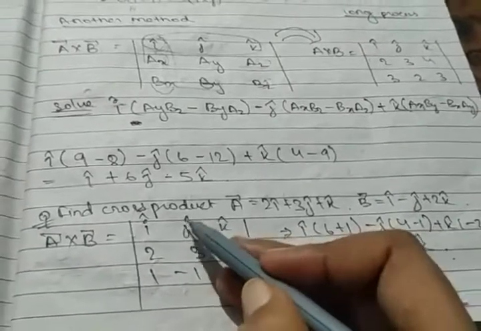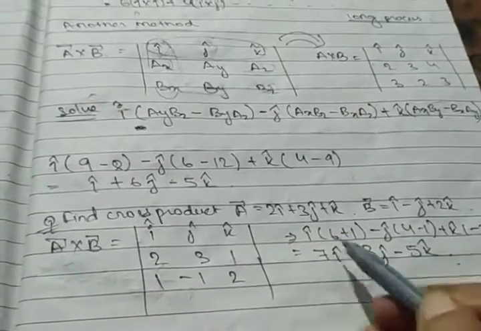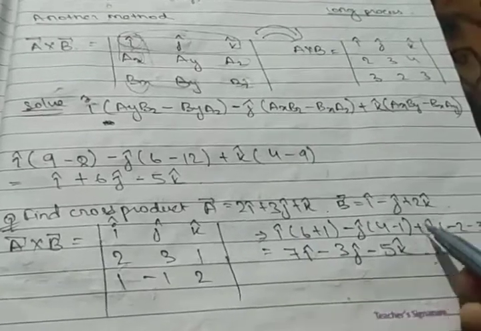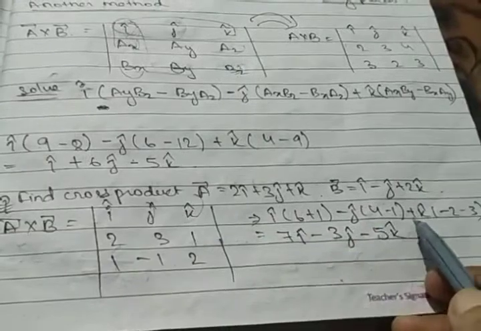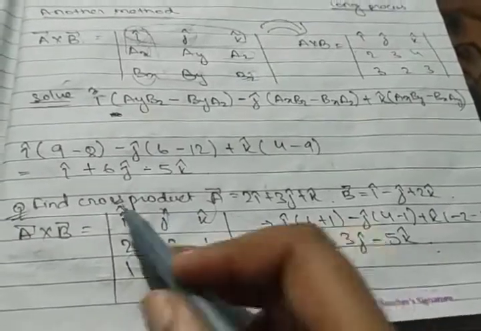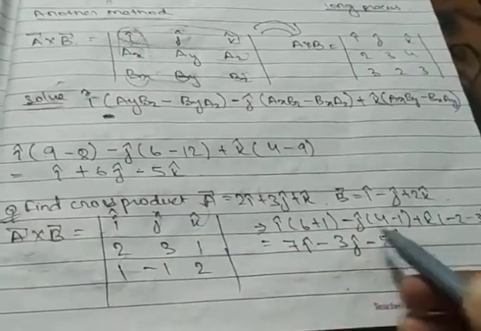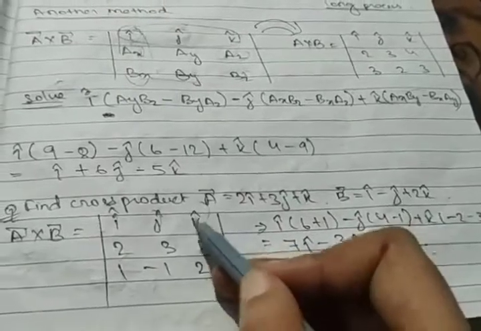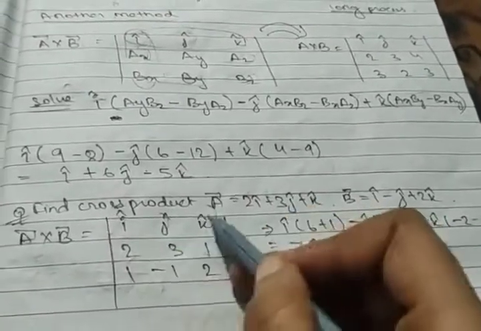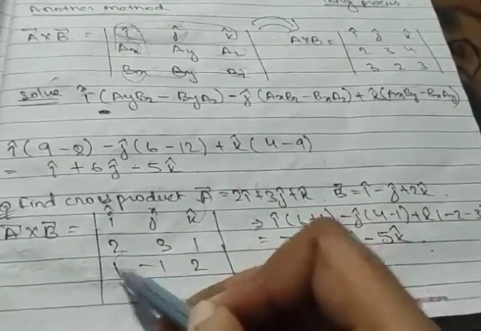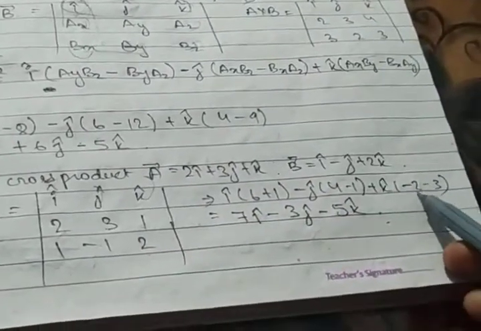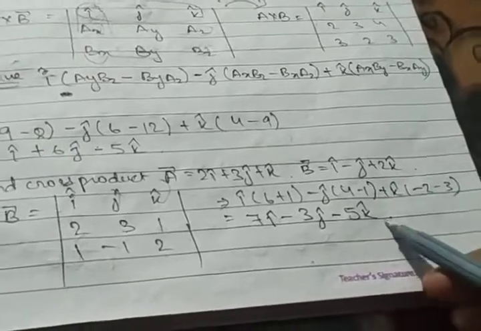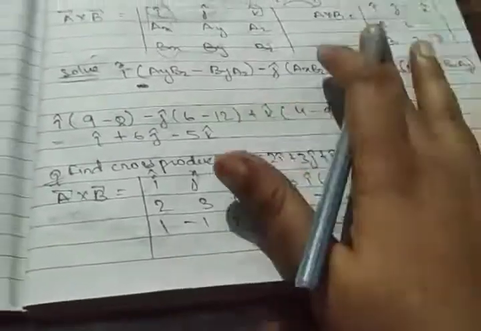Similarly, for j, we'll use a negative sign. One is positive, one is negative, then again positive. So minus j. Again close these two. 4 minus 1. Again for k, plus k. Again close this. Minus 2 minus of plus 3, so minus 3. So minus 2 minus 3. Just solve it once, you'll get the answer. This is the way we do cross product.